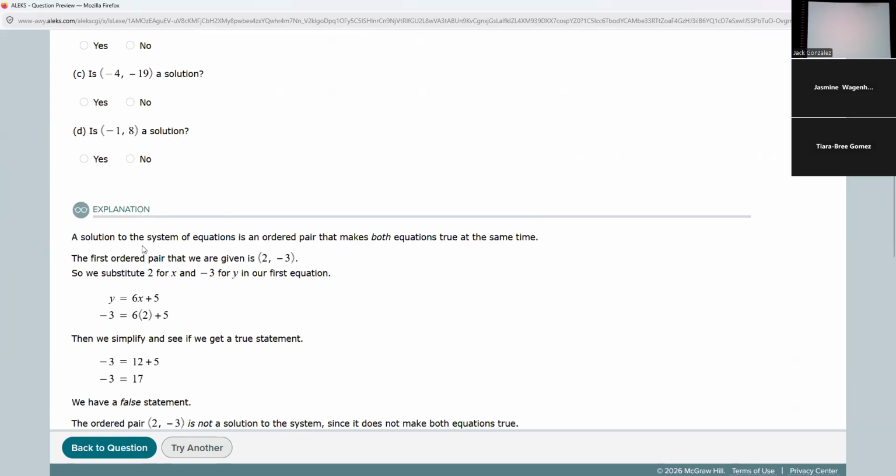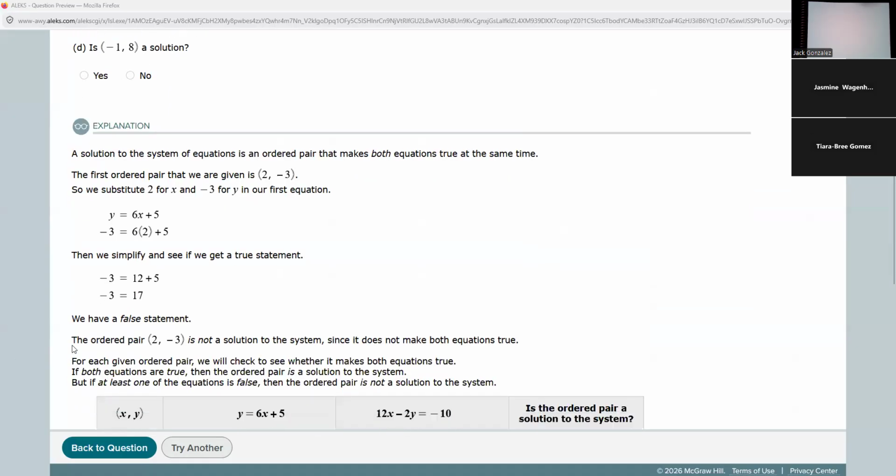Let's see. What they do is they say, plug in the point. This is part A. Plug in this point into equation one and equation two and see what happens. Now, you need to get a true statement, meaning equality on both sides. Here you get a false statement. -3 is not equal to 17. So that means when they plugged this into the first equation, it didn't work. It's not a solution. So if one of them doesn't work, then it's not a solution.